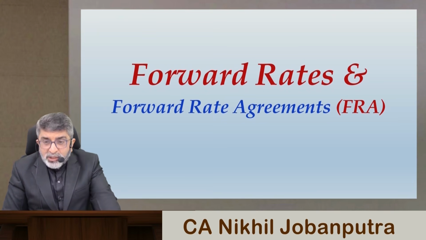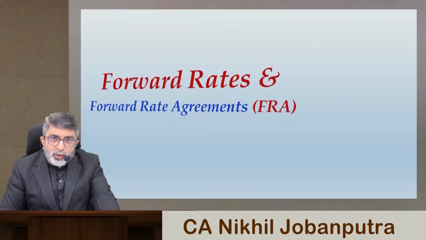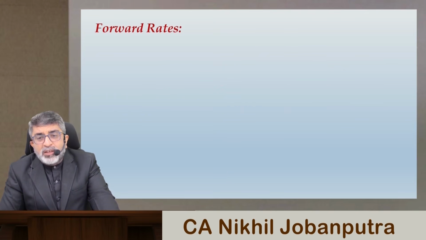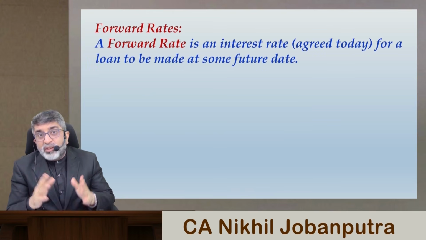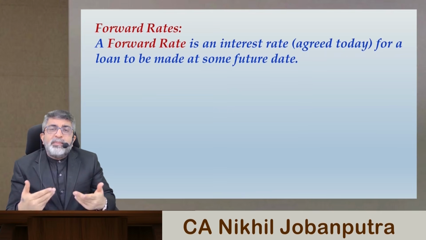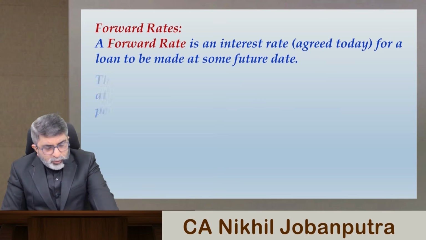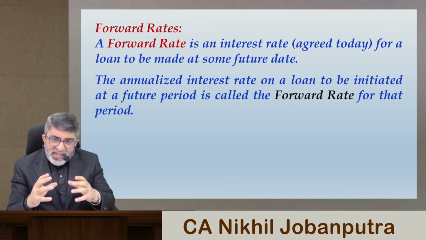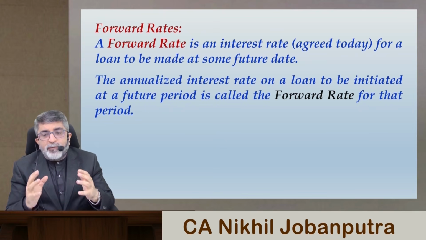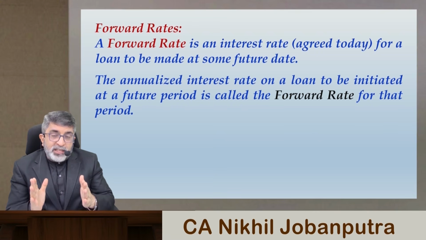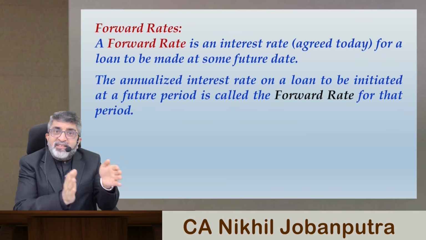As I already mentioned, and I believe you would have already written this title in your notebooks by now, we are getting started with the meaning of forward rate. A forward rate is an interest rate which is agreed today for a loan to be made at some point in future or at some future date. The annualized interest rate on a loan to be initiated for a future period is called the forward rate for that period. Now see, there will be two different periods involved. One is the waiting period and one is the loan period.